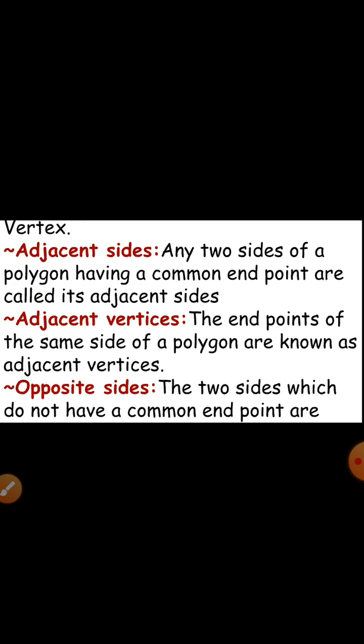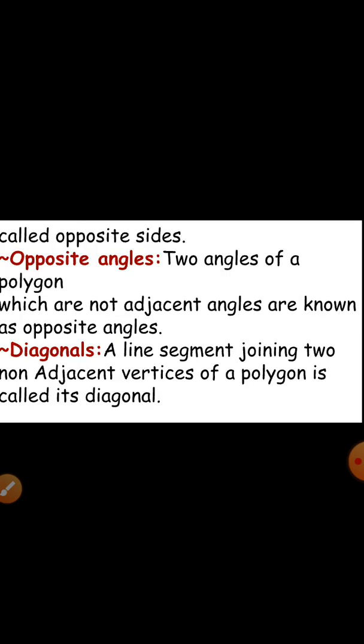Next is adjacent vertices. The endpoints of the same side of a polygon are known as adjacent vertices. Vertices is the plural of vertex. Opposite sides: the two sides which do not have a common point are called opposite sides. And opposite angles: two angles of a polygon which are not adjacent angles are known as opposite angles.